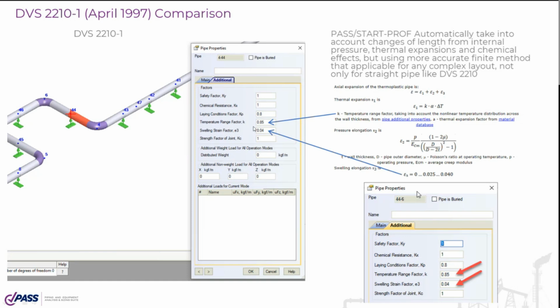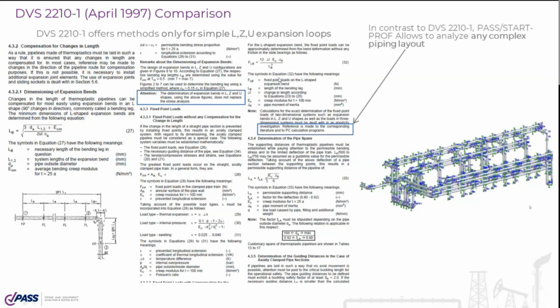The next feature is that the DVS code was developed for design of some standard piping layouts like L-shaped loop, U-shaped loop, Z-shaped loop, but we need somehow to analyze some complex piping system which is different from just an L-shaped loop. So we expand the code equations, so we calculate the stresses, but it uses the same rules as this code, but for any complex piping system.